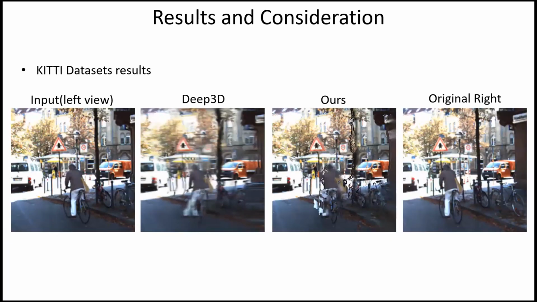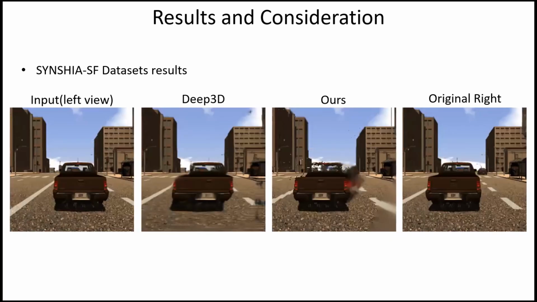And these are the Kitty dataset's results. And these are the Sincere SF dataset's results. From these results, our proposed method generates clearer images than the conventional method.